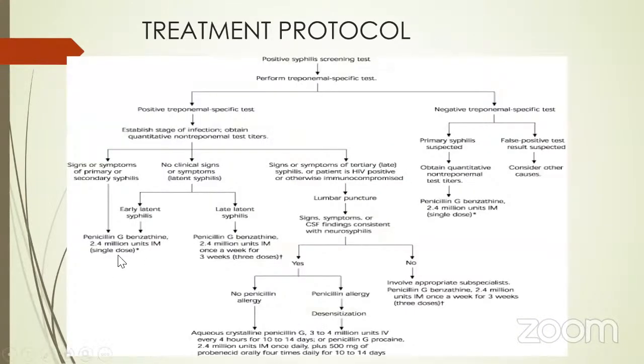Yes, sir. Where there are signs and symptoms of primary, secondary syphilis or early latent, if the patient is resistant or allergic to benzathine penicillin, then we can give doxy, sir, 200 mg BD for 10 to 14 days. Okay. And in the latent phase, where we have to give a weekly dose for 3 weeks, there we can give doxy 200 mg BD for at least 21 to 28 days.